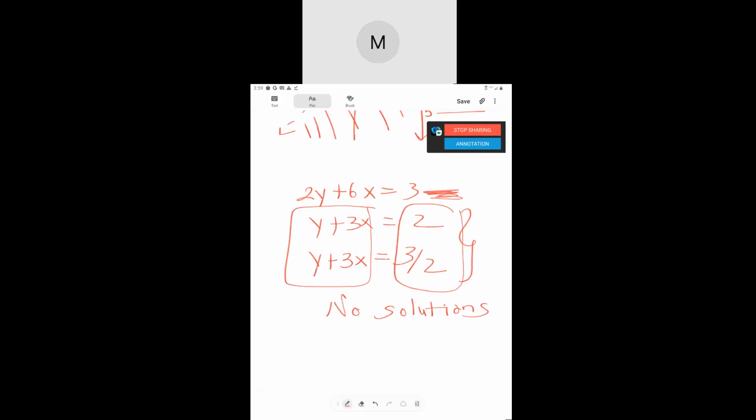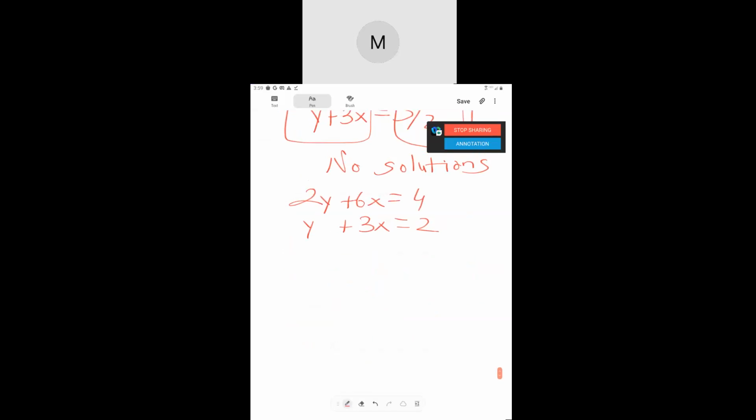But at the same time, if I change that question to say 2y plus 6x is equal to 4 and y plus 3x is equal to 2, I want to solve these two equations. I divide again this whole thing by 2. I get y plus 3x is equal to 2, the exact same equation as the second one. This is the situation when we have infinite solutions.